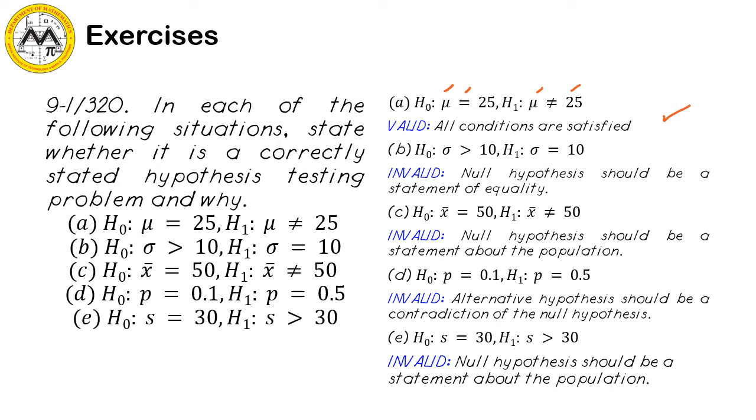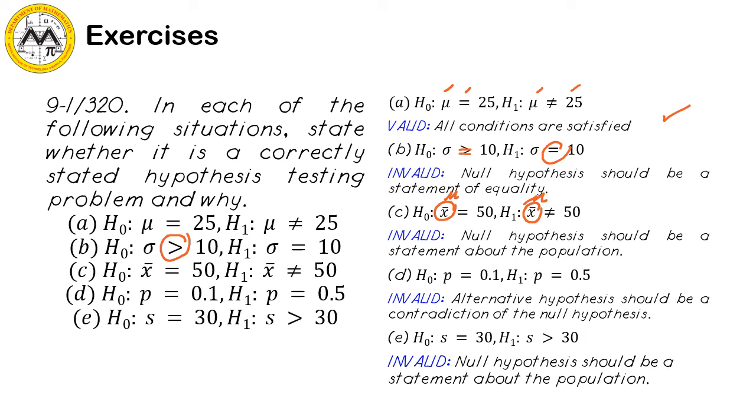Letter B is wrong. The null hypothesis should be equal, and this should be an inequality. Letter C. This is not a parameter. This is a statistic. So it should be a statement about the population mean, so that should be mu. The null hypothesis should be a statement about the population.